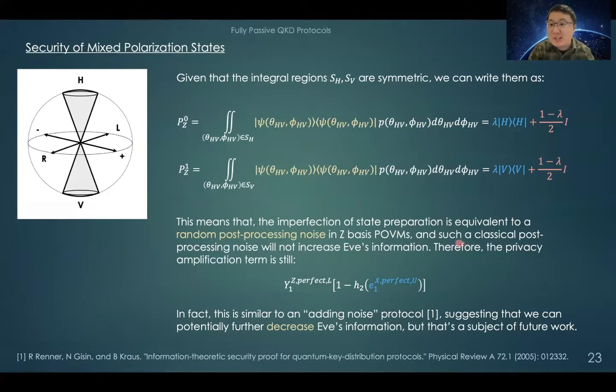Of course, such classical post-processing noise will not increase Eve's information, so we are secure to use the same private amplification term as if they were perfectly encoded signal photons. In fact, this is similar to an adding-noise protocol, which suggests that we might be able to further decrease Eve's information because of Alice's classical post-processing noise, but we'll leave that as a subject of future work.